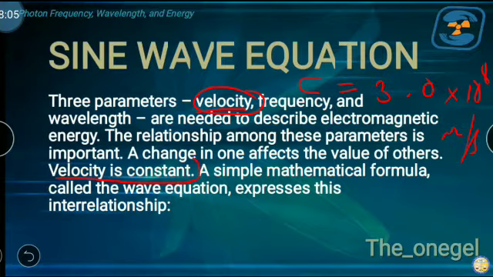Velocity is constant and it has a value of 3.0 times 10 raised to 8 meter per second. Remember that, class, again and again. That is equivalent to 186,000 miles per second. So a simple mathematical formula called the wave equation expresses this interrelationship.